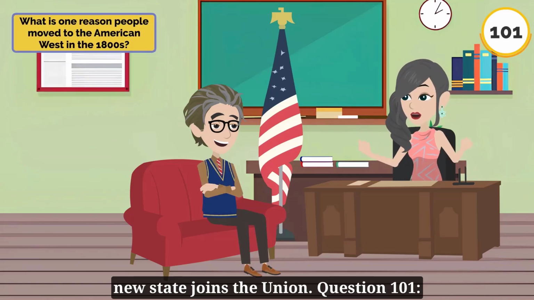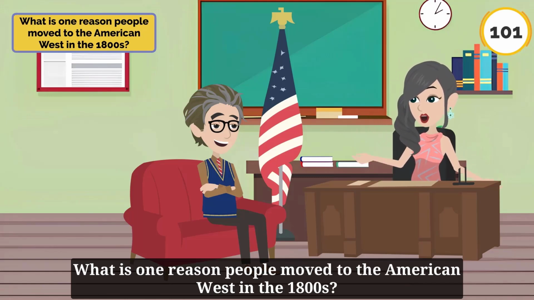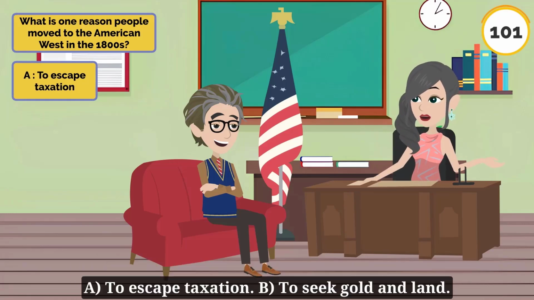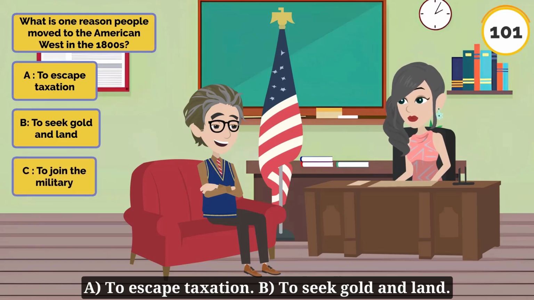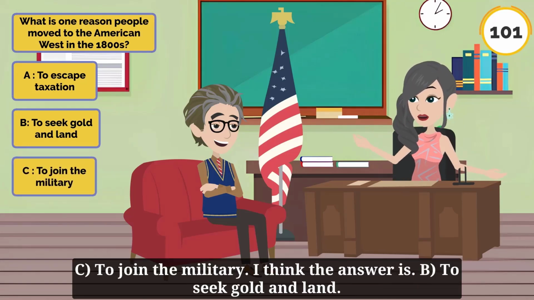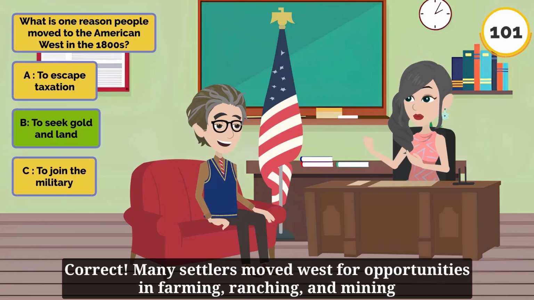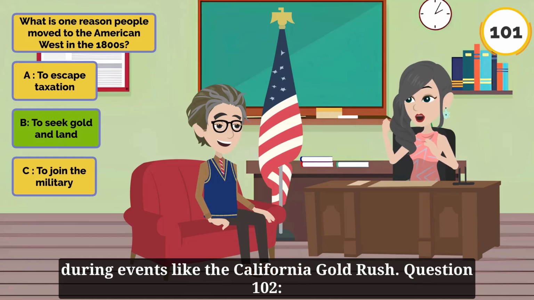Question 101. What is one reason people moved to the American West in the 1800s? A. To escape taxation, B. To seek gold and land, C. To join the military. I think the answer is B. To seek gold and land. Correct. Many settlers moved west for opportunities in farming, ranching, and mining during events like the California Gold Rush.